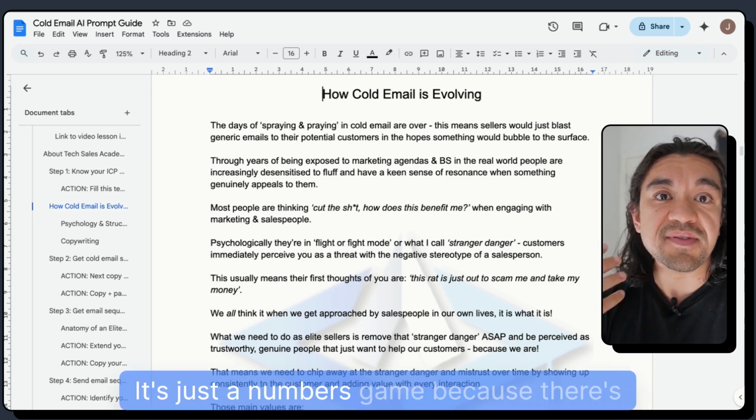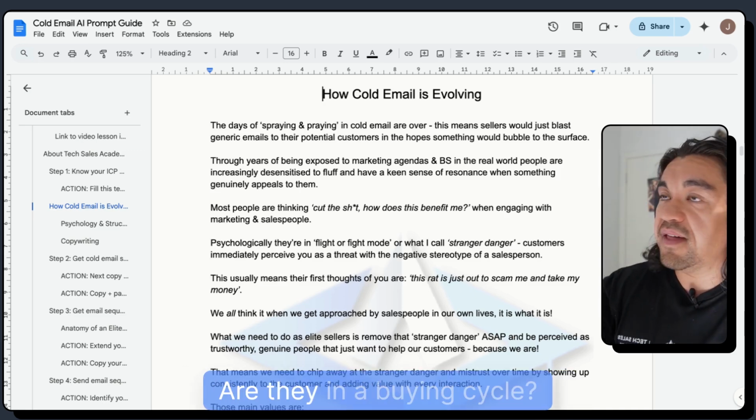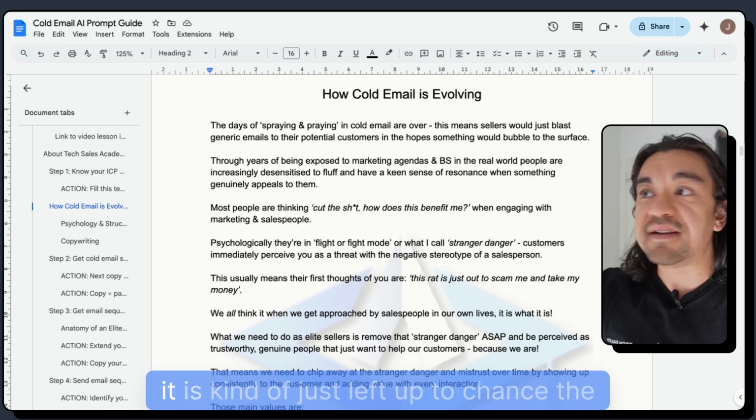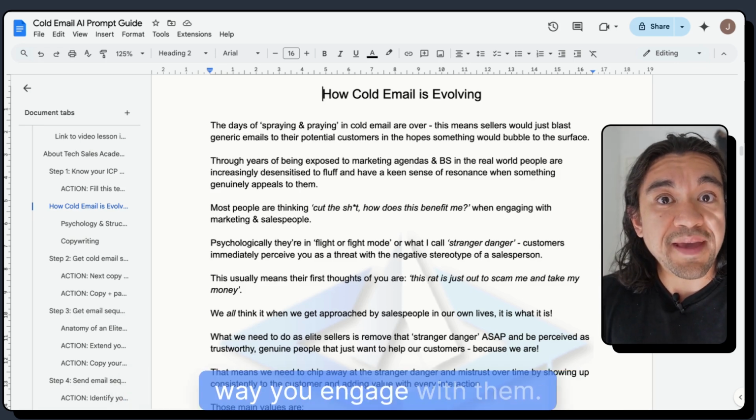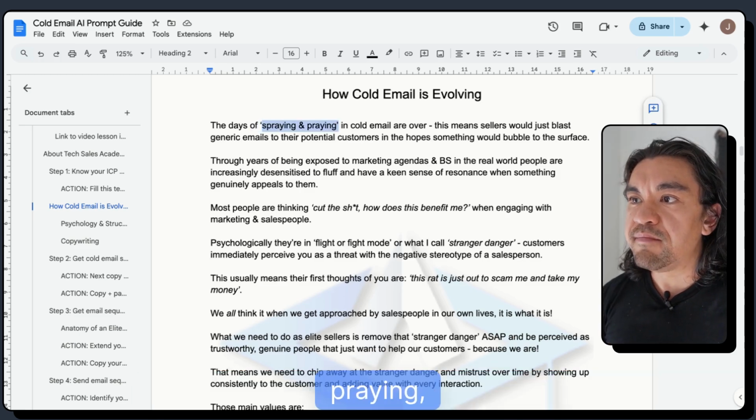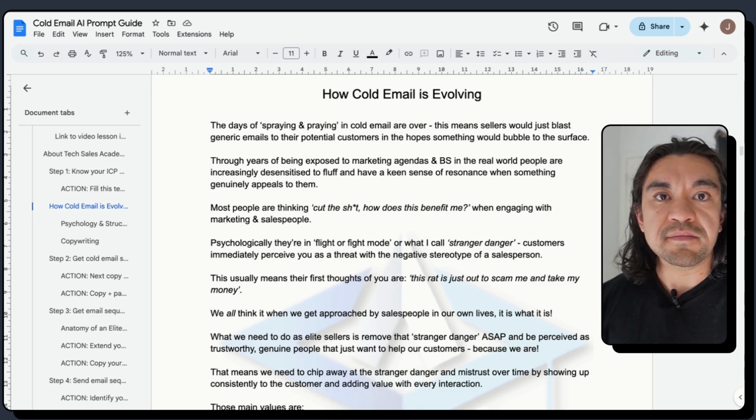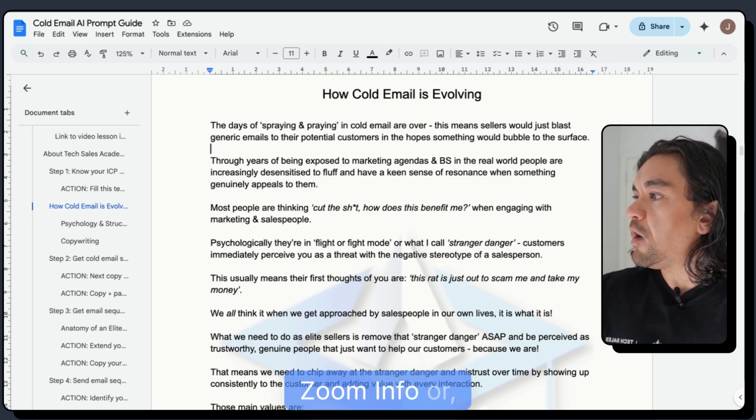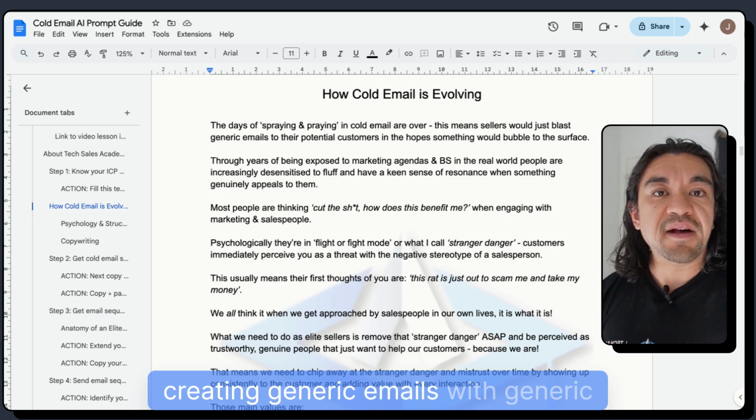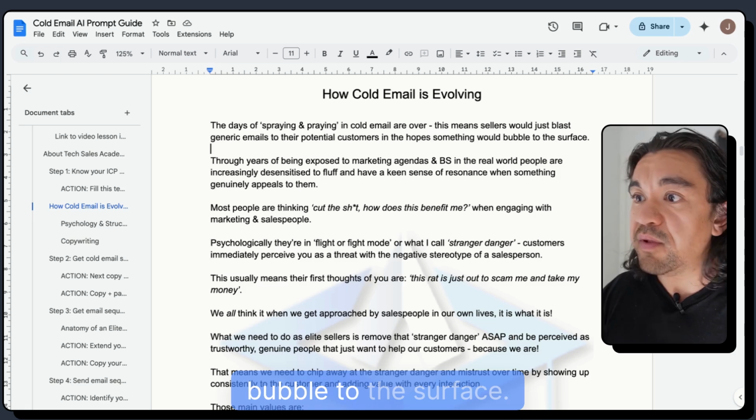It's just a numbers game because there are so many variables in the different customers. Have you even got the right person? Are they in a buying cycle? Is this even a problem to them? There are so many variables out there that it is kind of just left up to chance the way you engage with them. Okay, what people used to do was spray and pray. That was basically just scraping email lists from websites like ZoomInfo, where you get databases, creating generic emails with generic touch points and just hoping it resonated enough and something would bubble to the surface.